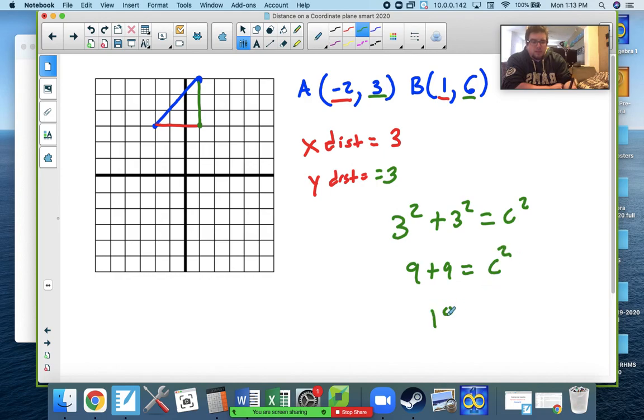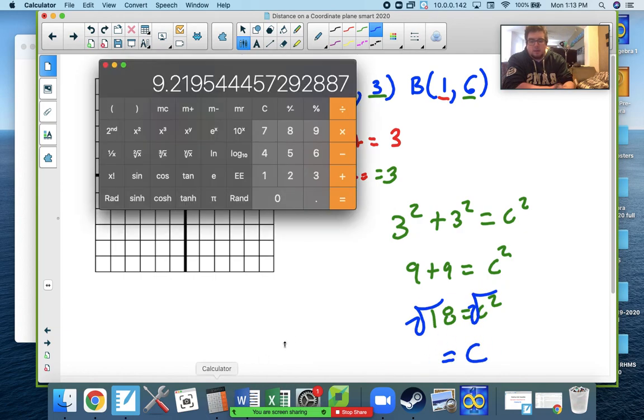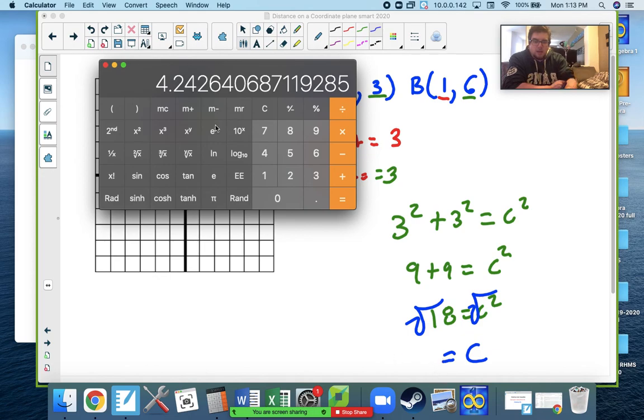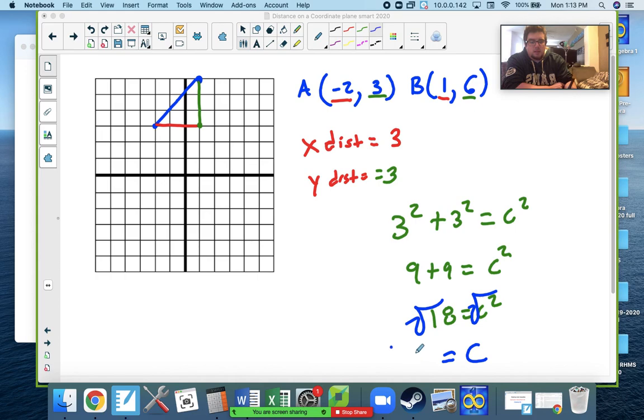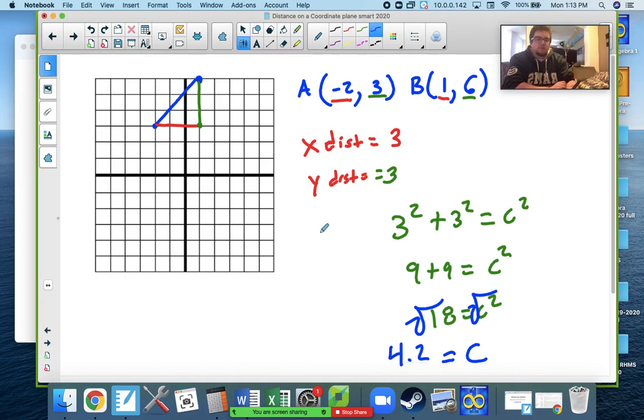So we add those together, we get 18 equals c squared. Square root both sides. 18 square rooted gives us 4.24. So again, the 4 rounds the 2 down and keeps it at 4.2. So we can do this without graphing a single dot.